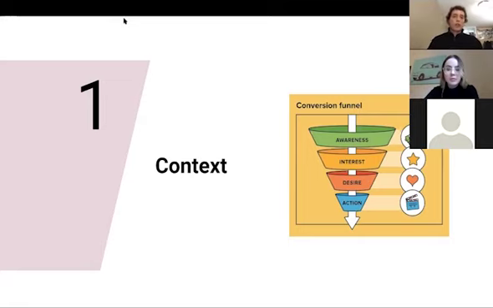So if you look at the conversion funnel on the screen, this is a staple in marketing, and it's basically how someone would go through purchasing a product or service. Someone has to be aware of the product or service for them to actually buy it. They need to have an interest, they need to have a desire, and then they take the action. And there are some conversion funnels that are a bit longer, but this is a really simple one and gets the point across really easily.